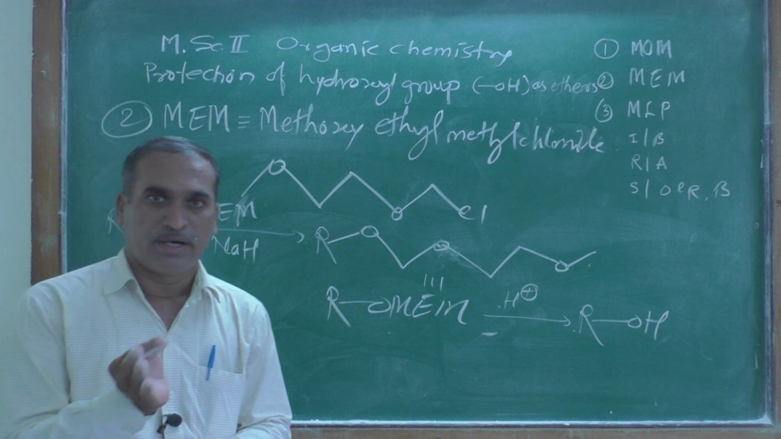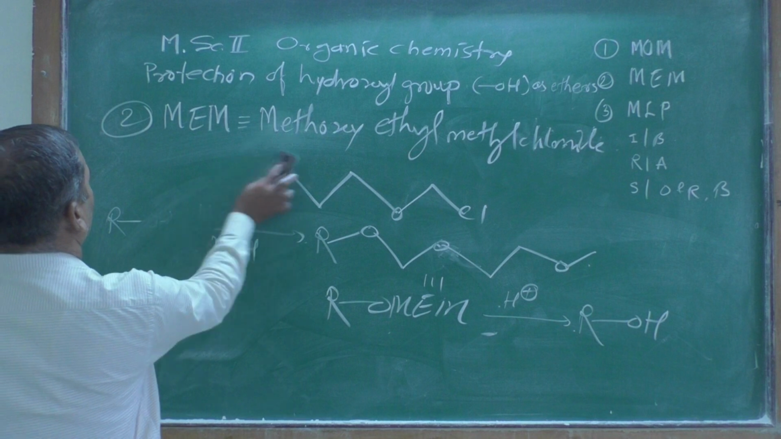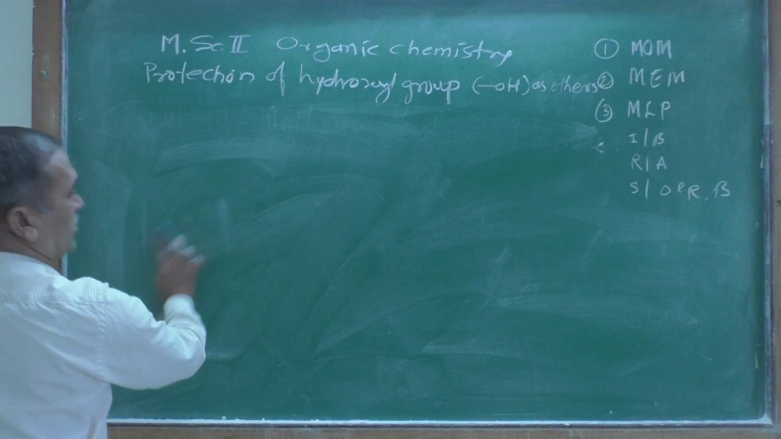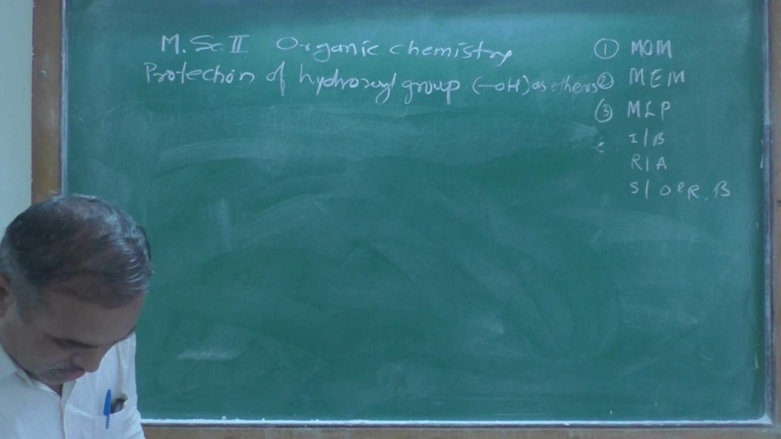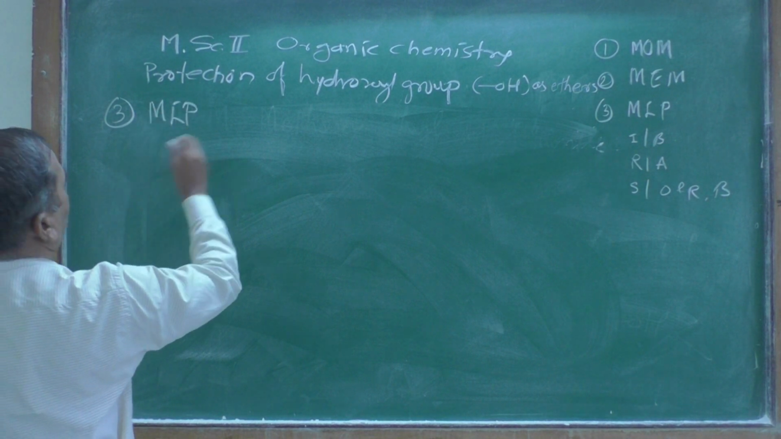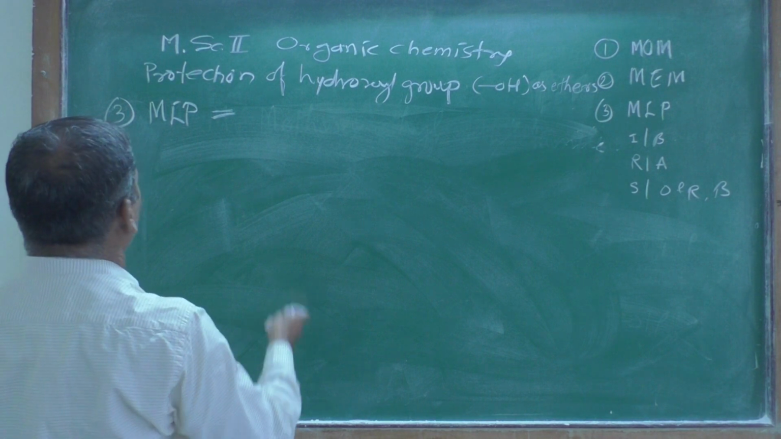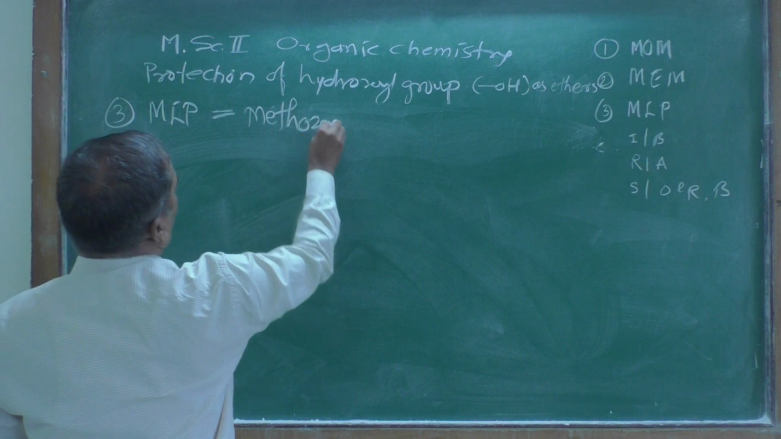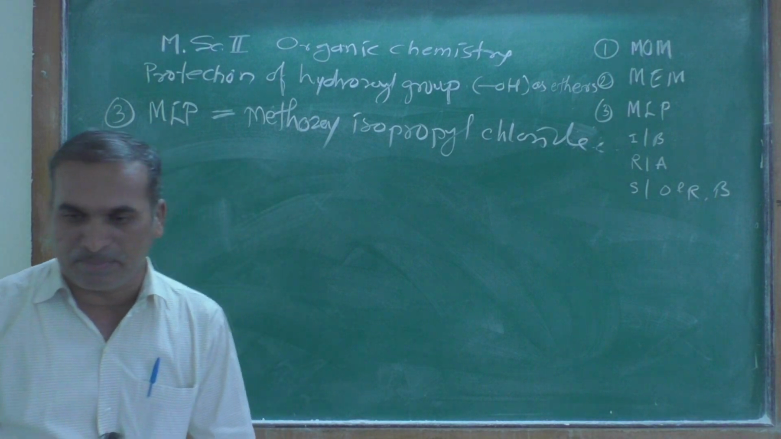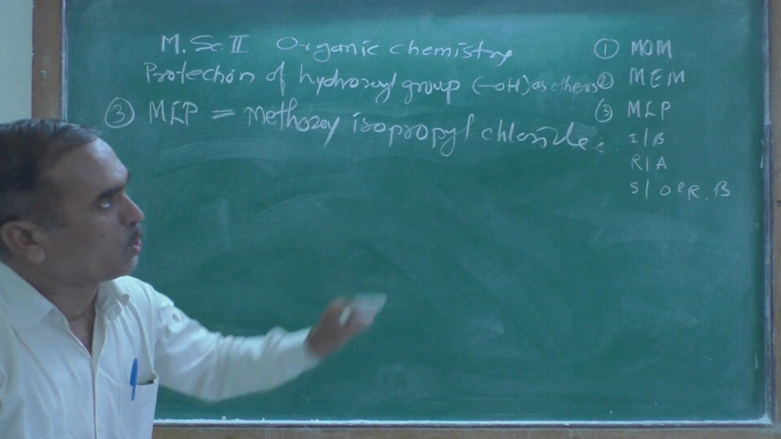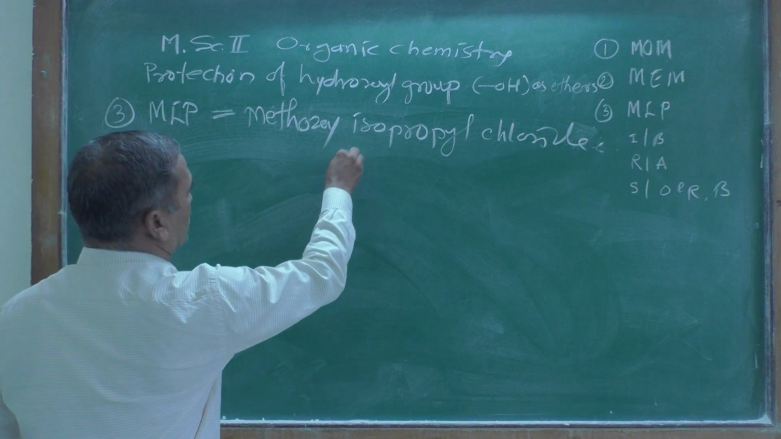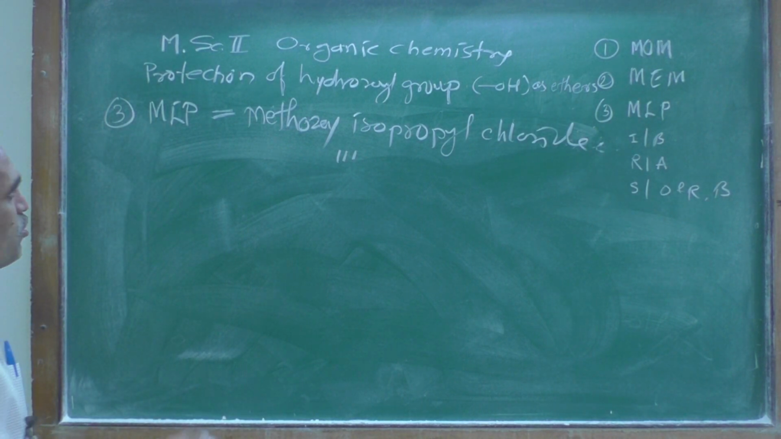Now moving toward the next point, the third one. We already discussed the mechanism in the first example; the mechanism is the same all over. Now the third one we are going to learn is MIP. MIP means methoxy isopropyl chloride. This is the full form of MIP, and these all have similar structure. Now let us see the structure. What will be the structure of methoxy isopropyl chloride?